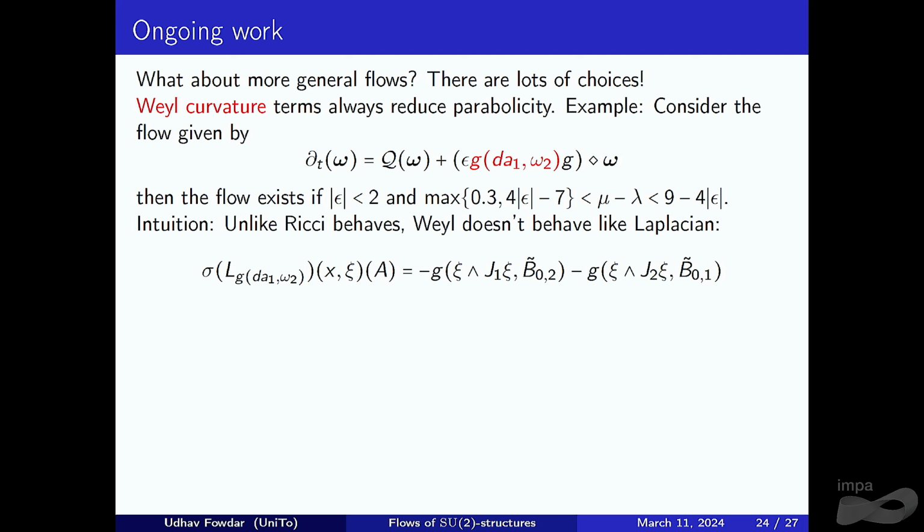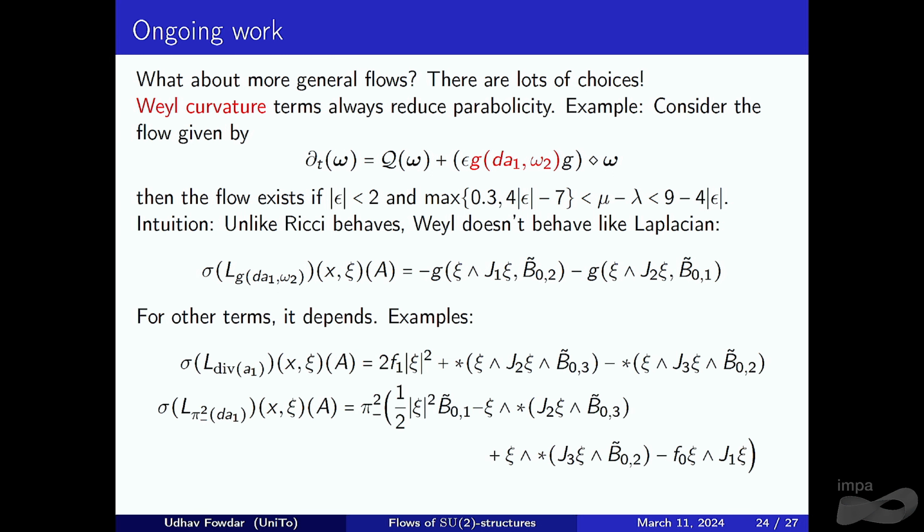That's precisely because Ricci behaves like the Laplacian, but Weyl doesn't. So for instance, if you linearize this operator and compute the principal symbol, you see there's no sign that arises in this term here. That's basically what happens, so I always have to estimate it. On the other hand, for the other terms, it depends.